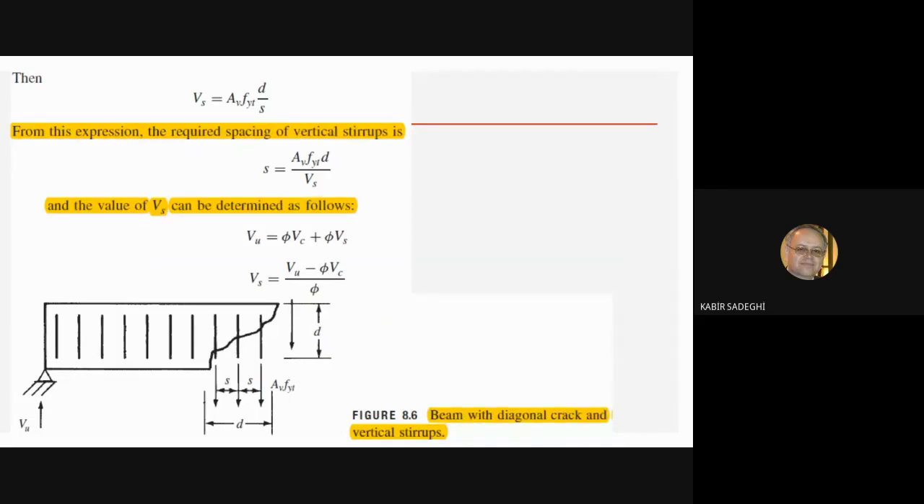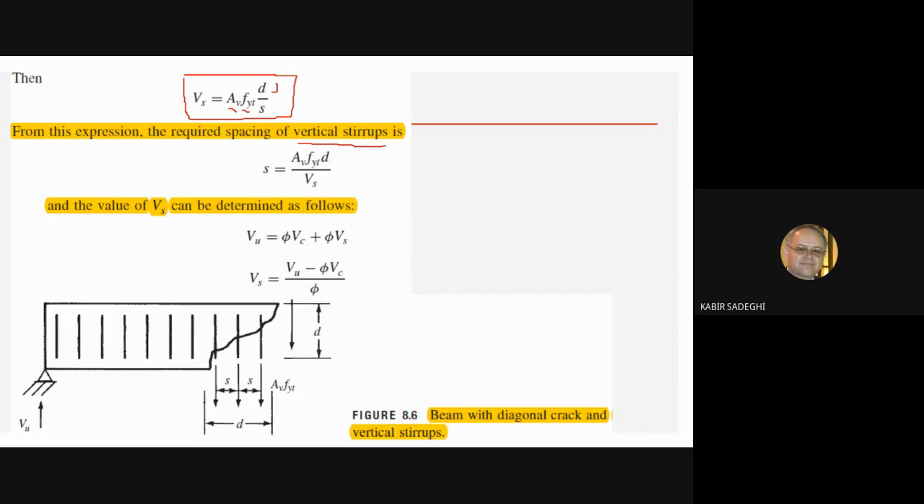Therefore, when we use the vertical stirrup, Vs has a formula like this. Av, as I mentioned, is the area of stirrup that contributes to the shear capacity. That is two times the area of one steel bar. fyt is the yield strength of the stirrup, and d is the effective depth. If you see the figure, d is d, you know that.